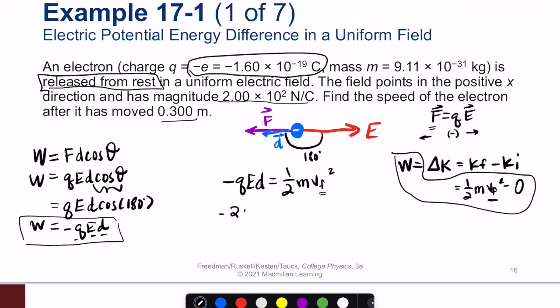So that's going to be the square root of 2qEd over m equals vf. I kind of did all the steps all at once. Now I can plug in all of my values and I can see my negatives disappear.